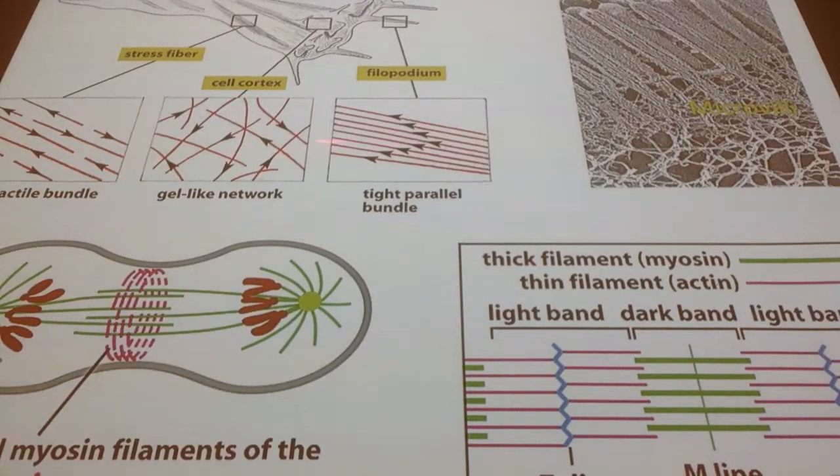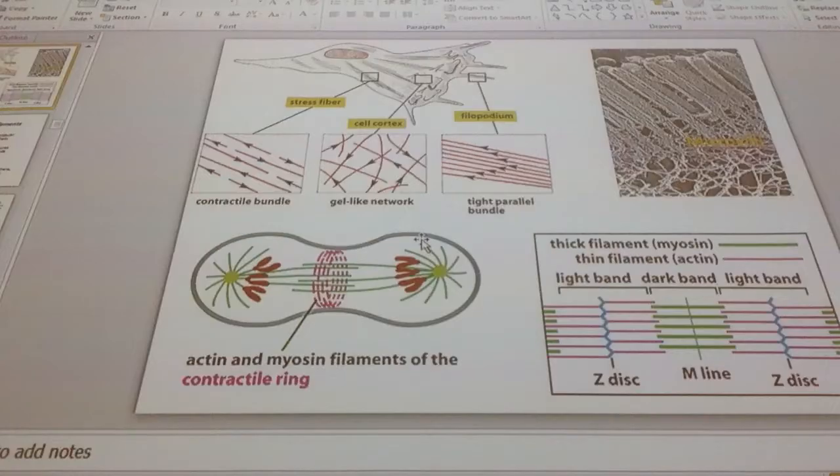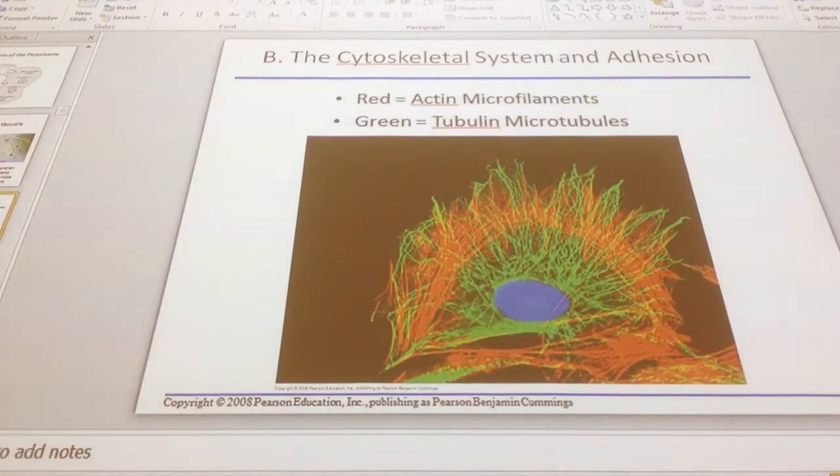In reference to these three types of bundling or aggregation of microfilaments, the contractile bundle of microfilaments are found actually in the center bottom. So those three types of bundling, right? So let me go back to the very first slide that we looked at, and it's actually more apparent. Okay, so the contractile bundling is found right there.